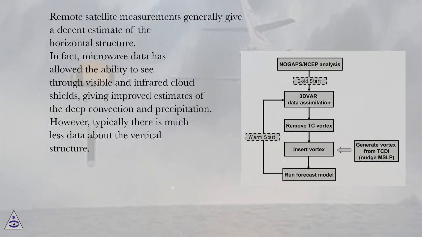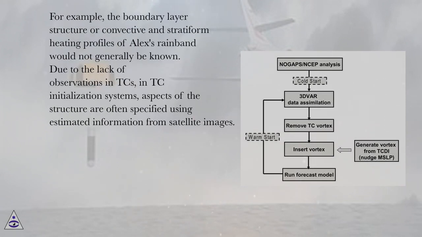Remote satellite measurements generally give a decent estimate of the horizontal structure. In fact, microwave data has allowed the ability to see through visible and infrared cloud shields, giving improved estimates of the deep convection and precipitation. However, typically there is much less data about the vertical structure. For example, the boundary layer structure or convective and stratiform heating profiles of Alex's rainband would not generally be known. Due to the lack of observations in TCs, in TC initialization systems, aspects of the structure are often specified using estimated information from satellite images.